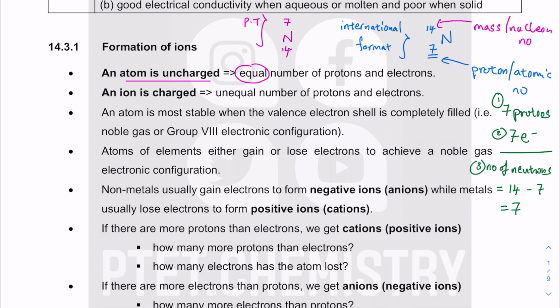On to the next part. An ion is charged. Like I said, it's charged because you have an unequal number of protons and electrons.